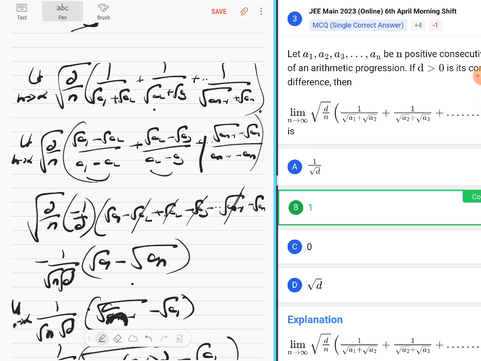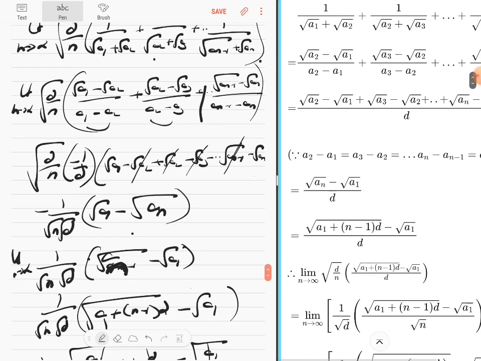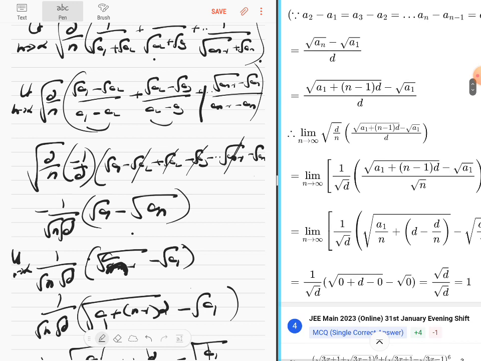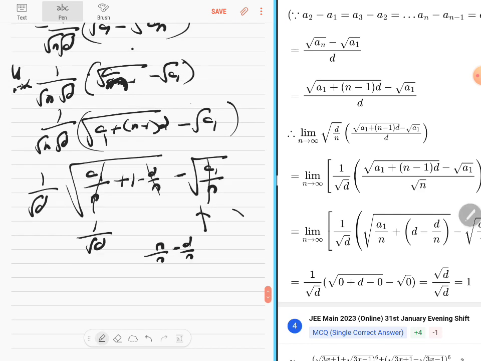And root of n into root of d. Okay, let me cross verify with the answer. What is the mistake I've done? Yeah, I understood what's the mistake. There'll be a d here. I missed the d here. It's nd by n, so it's d minus d by n. Okay, so that's my mistake.